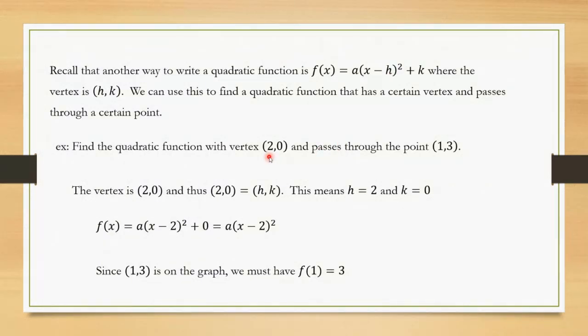Suppose, for instance, we want to get a quadratic function whose vertex is 2, 0. And we know it has to pass through this point. Well, so the vertex is 2, 0. The vertex is H, K. So we know that this has to be true. So from here, we have these 2 points equal to each other. So that tells us that H must be 2, K must be 0.